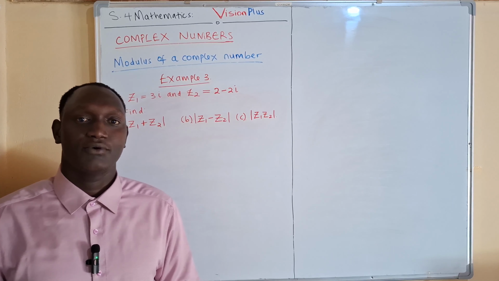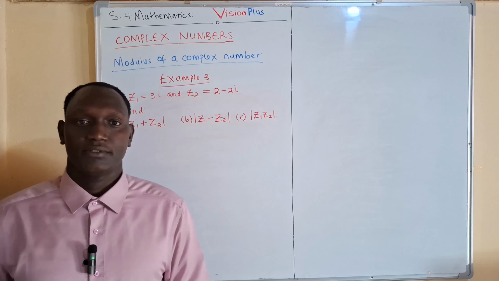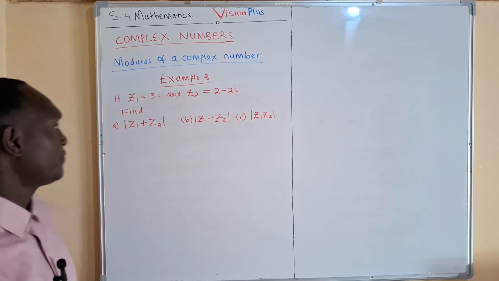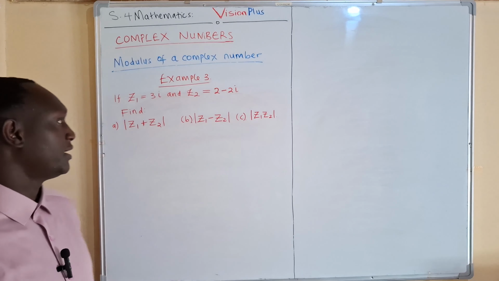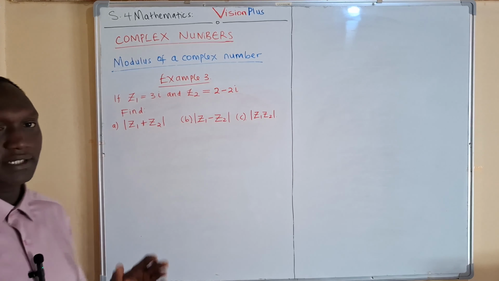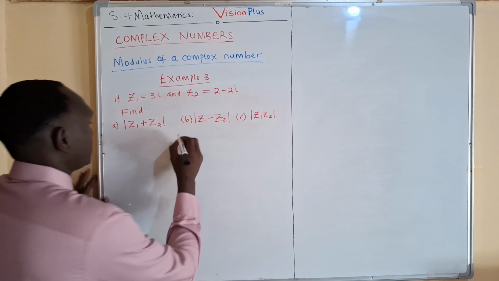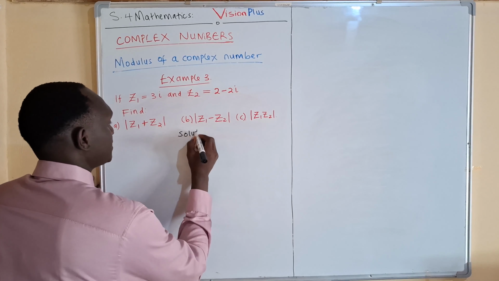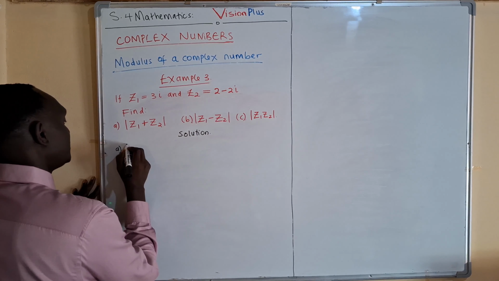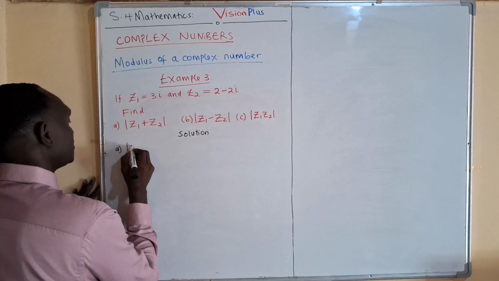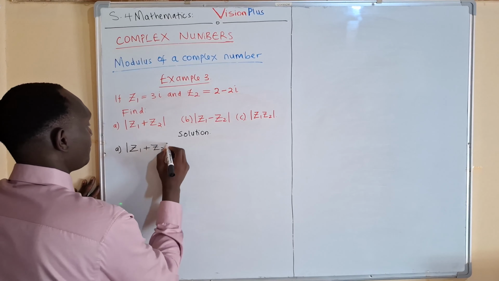We are looking at the modulus of a complex number and we are now on example 3. Example 3 says that we are given two complex numbers, z1 as 3i and z2 as 2 minus 2i, and they're asking us to find the magnitude of z1 plus z2. So the solution to this is part A. We need to find the absolute value, or the magnitude, of z1 plus z2.